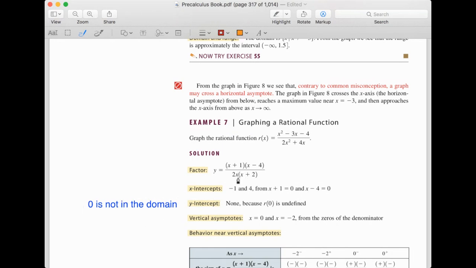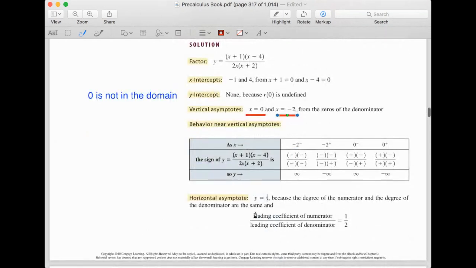Because if we put 0 in here, 2 times 0 will be 0. It causes the denominator to be 0. But we do have vertical asymptotes, so set the denominator to be 0. So x equals 0 is the vertical asymptote. X equals -2 is not a vertical asymptote. What about horizontal asymptotes? The leading term in the numerator is x squared. The leading term in the denominator is 2x squared. So the horizontal asymptote is y equals half.